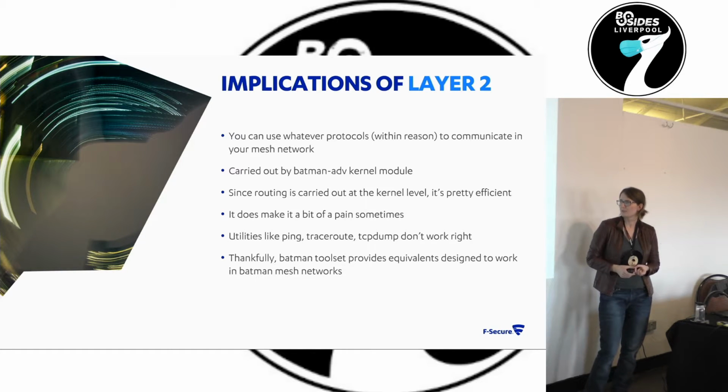There are some pains with how Batman works. I think normal tools like ping and traceroute just don't work with it. It just tells you weird stuff. It goes a bit screwy. But they've got equivalents of them, like batctl ping, batctl traceroute, where it does the same functionality that you're used to, but works with Batman, so that's nice.